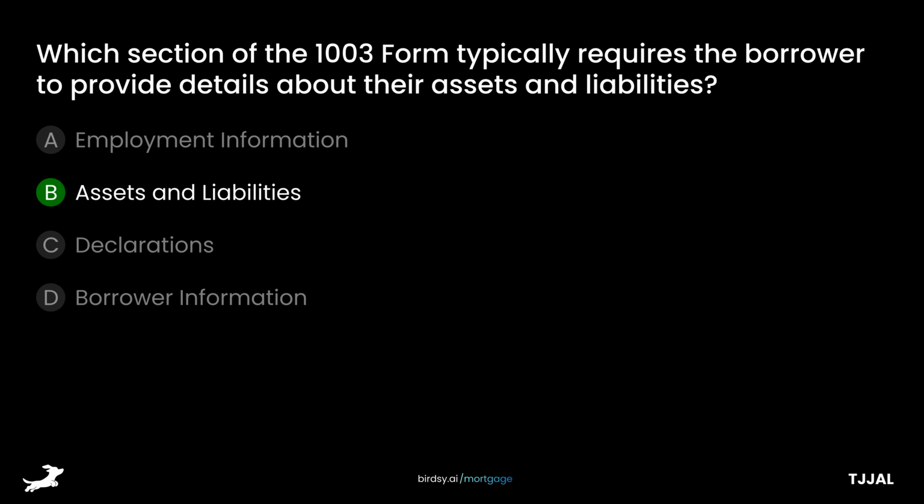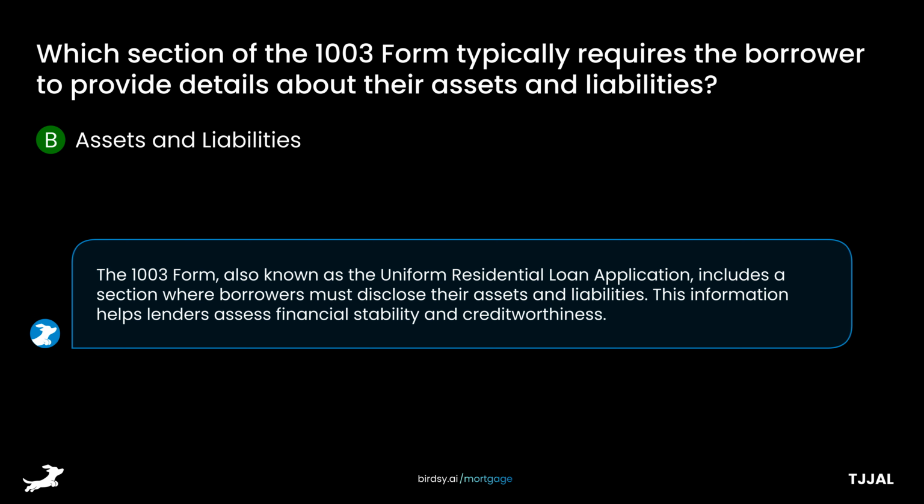The answer is B, assets and liabilities. The 1003 form, also known as the Uniform Residential Loan Application, includes a section where borrowers must disclose their assets and liabilities. This information helps lenders assess financial stability and creditworthiness.